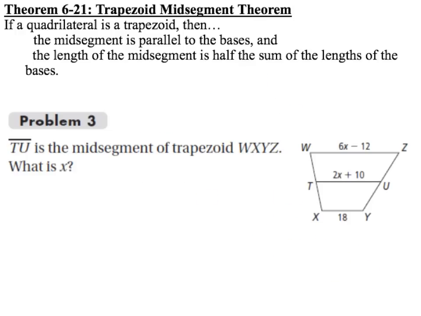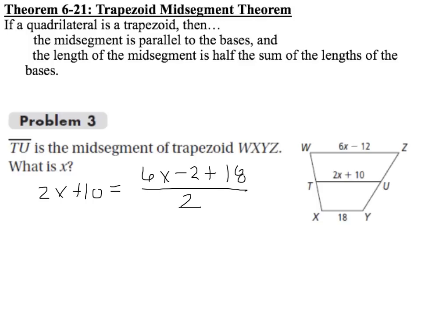So I'm going to do this problem. It's telling me that TU is the midsegment, so I can write up an equation. Because my midsegment, which is 2x plus 10, is equal to my base plus my other base, that whole thing divided by 2. There's a couple of different ways that you can solve this, because with algebra there's always more than one.